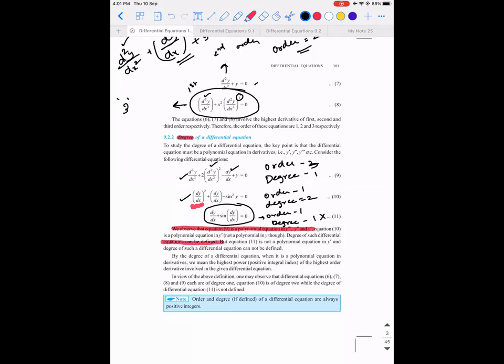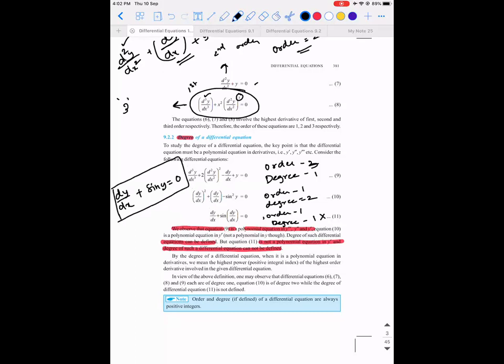If you're able to form a differential equation which is polynomial in the differential coefficients, you can define the degree. But what is happening with the 11th one? Let us observe. In the 11th one, it is not a polynomial equation in y dash, and the degree of such a differential equation cannot be defined. Why it is not a polynomial in y dash, observe the difference I'm going to show. dy by dx plus sin y is equal to 0. This is a polynomial equation in terms of y dash.